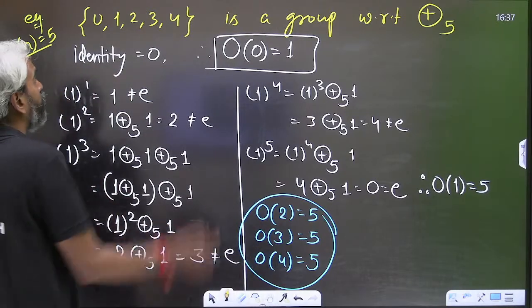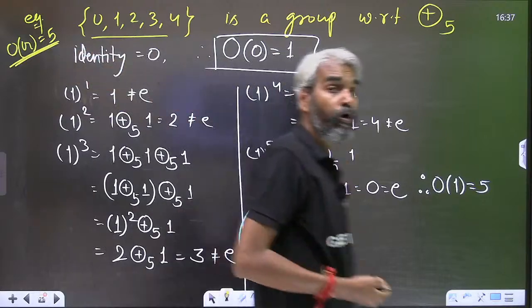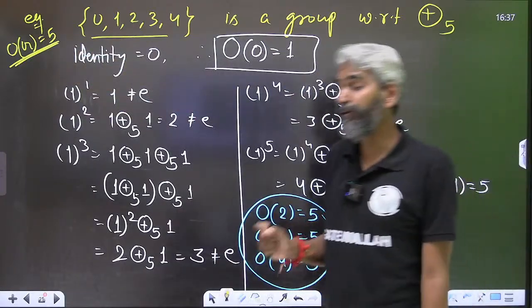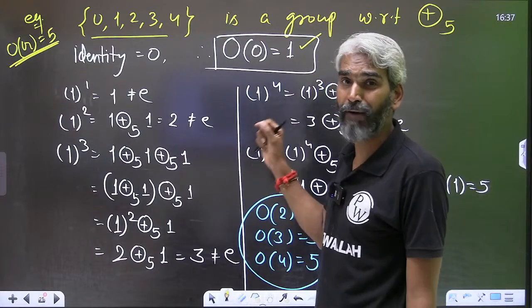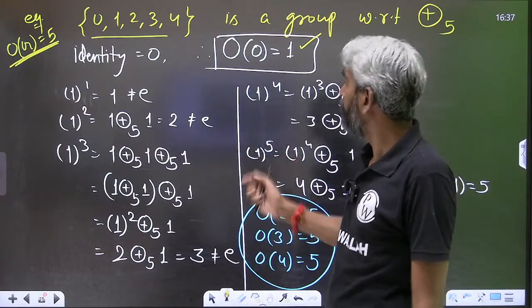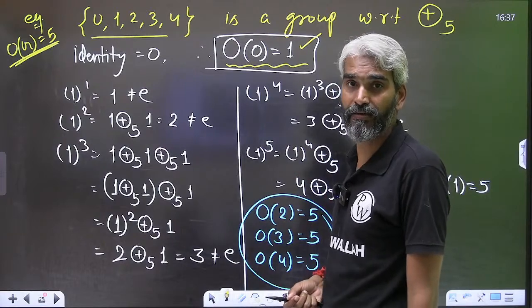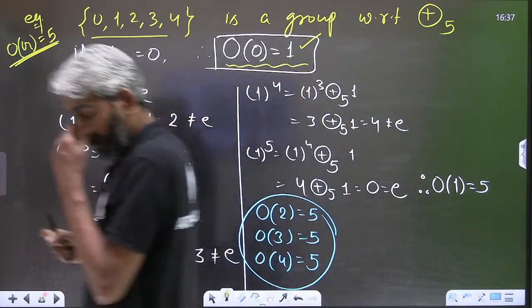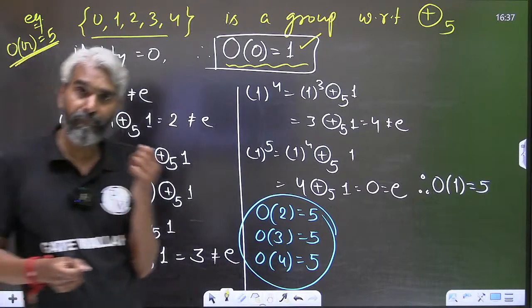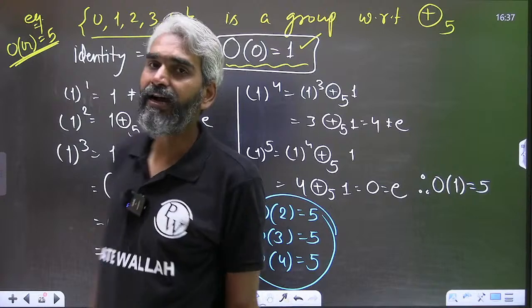Apart from that, please try to understand, order of this group is a prime number. So what value can divide a prime number? Either one will divide a prime number, or the prime number itself will divide it. But there cannot be any other element in the set apart from the identity element whose order is 1. So, order of an element can be 1 only if that element is the identity element.